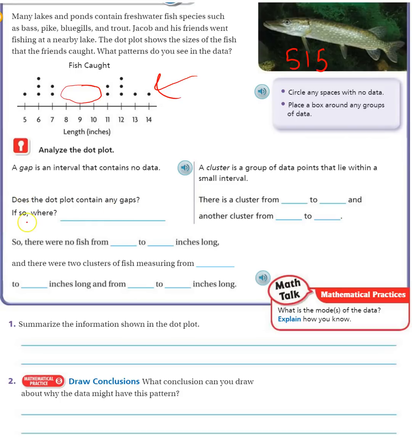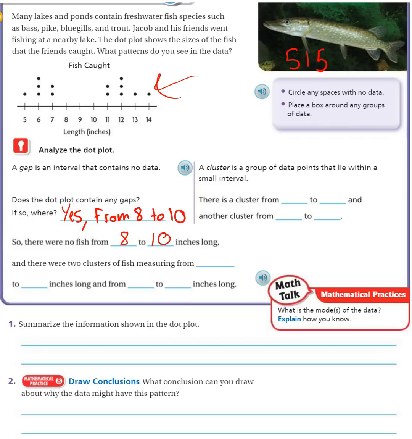Does the dot plot contain any gaps? If so, where? Well, yeah, we saw it right here. So we would say yes, and then from 8 to 10. Because here's where our gap was. No 8-inch fish, no 9-inch fish, and no 10-inch fish were caught. So there were no fish from 8 to 10 inches long.